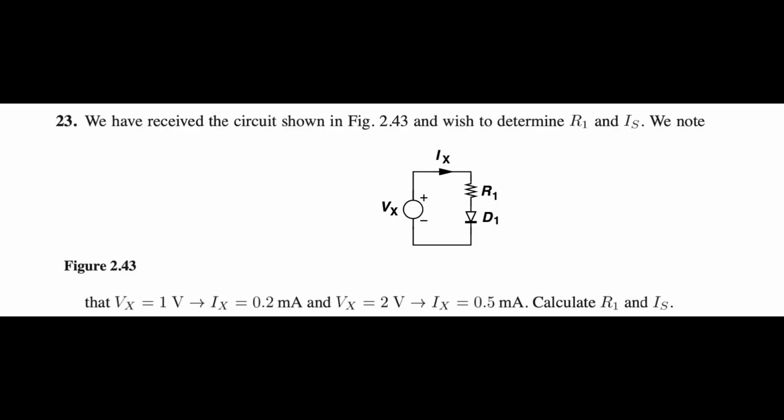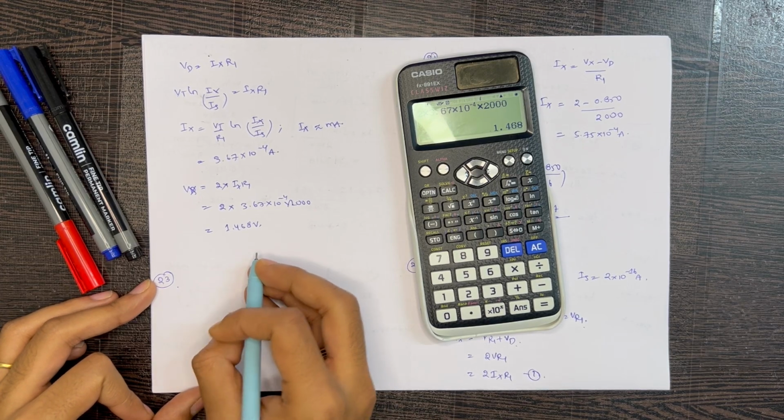They say that we have received the circuit shown in figure 2.43 and we wish to determine R1 and Is. We know that Vx equals 1 volt gives Ix equals 0.2 milliampere. And for Vx equals 2 volt, that gives Ix of 0.5 milliampere. So we need to calculate R1 and Is. Okay.